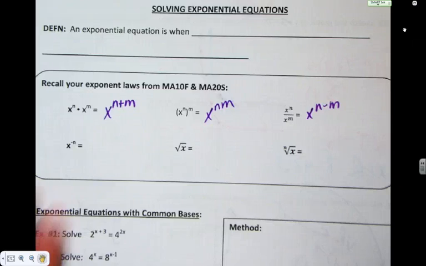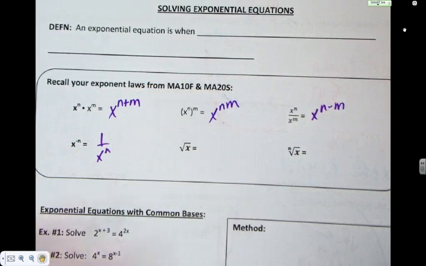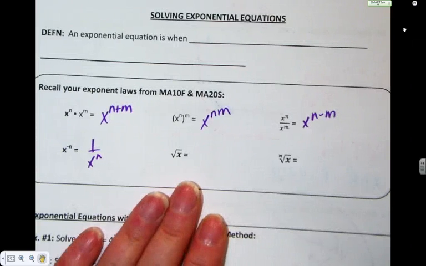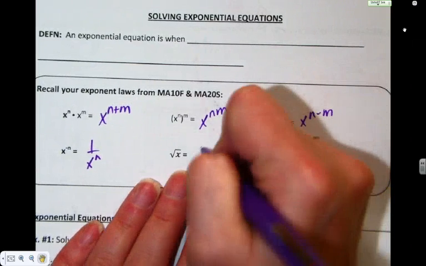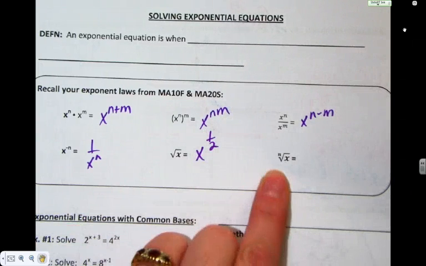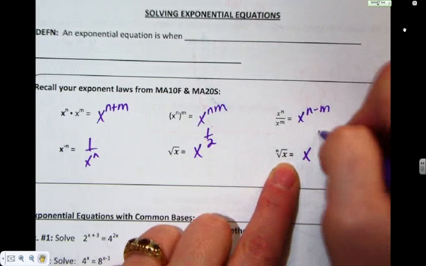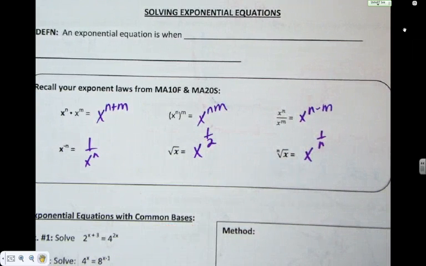Okay, negative exponent law. Okay, so that you all reviewed Friday. This one I snuck in from grade 10 because it's going to come up today. X to the 1/2, excellent. And if we put generic any kind of indice in there, it becomes 1 over n. Okay, so that's what we're going to use today.